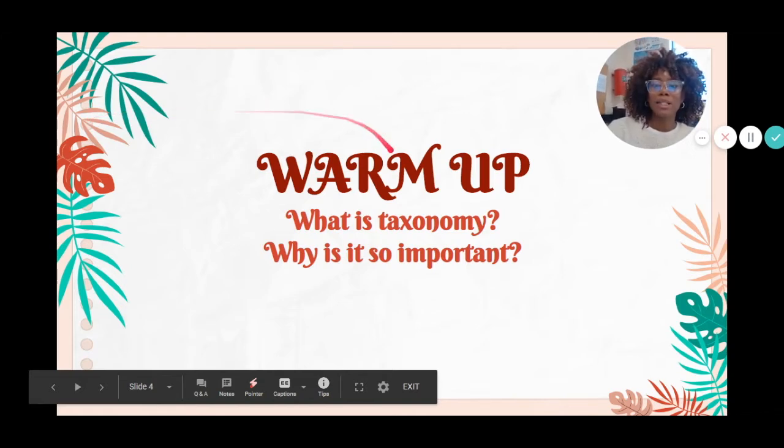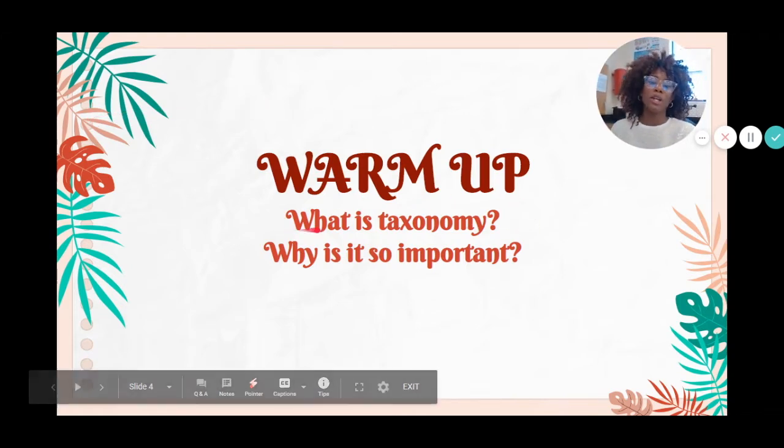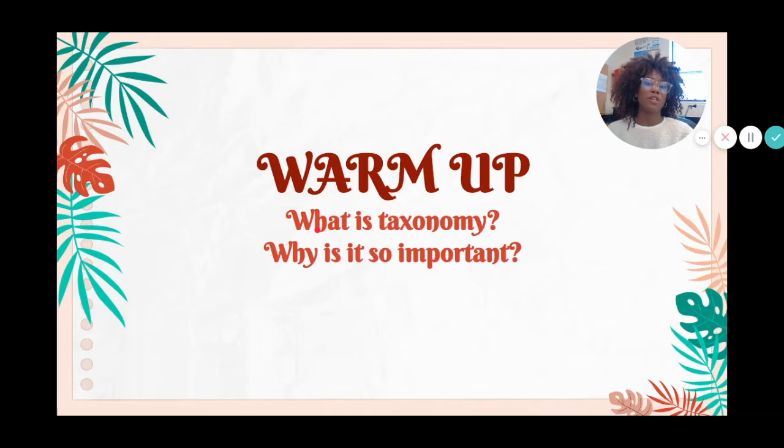Exactly. So taxonomy is the classification and grouping of organisms based on their shared evolutionary histories. It's very important because it allows scientists to not only organize information in order to study it, but also allows for open communication between scientists in different parts of the world who maybe don't even speak the same languages.